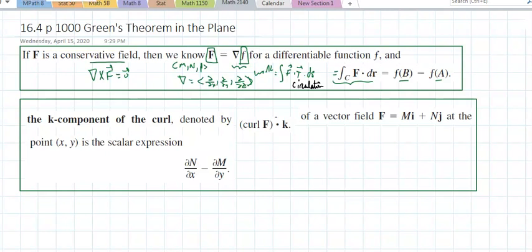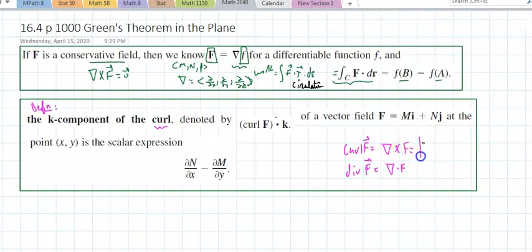I really don't care much about this definition here. I care about one component of it. So the k component of the curl, I care about the curl. The curl of F is del crossed with F. We already know that. And the divergence of F is del dotted with F.